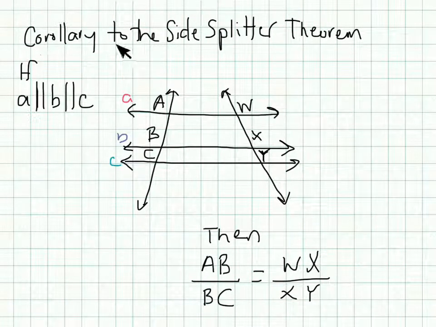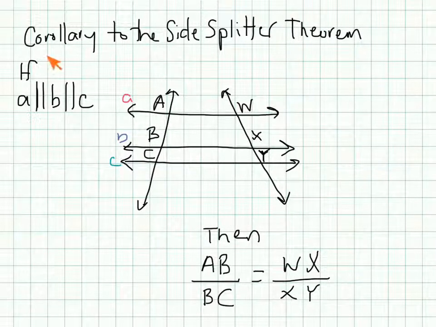Alright, this is the corollary to the side splitter theorem. And again, I'll start slow. I'll change the color to something different here. Orange. Okay. What this says is if there are three parallel lines that intersect two transversals, then the segments intercepted on the transversals are proportional.